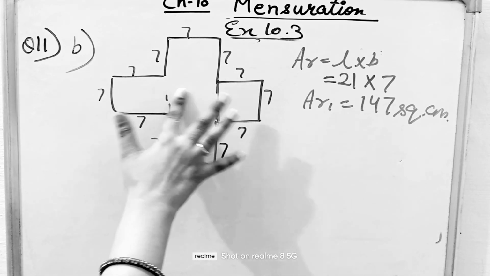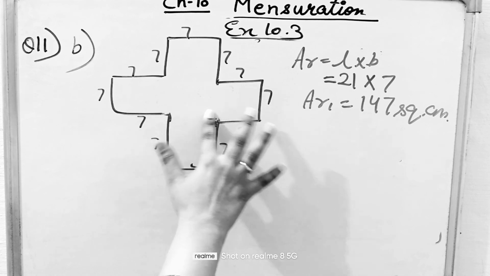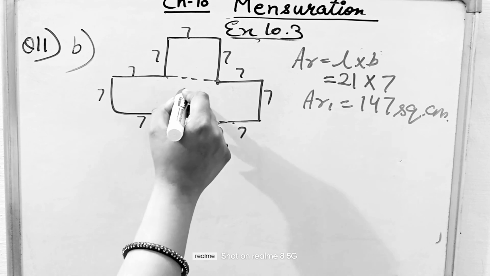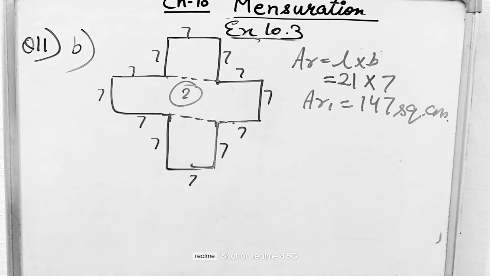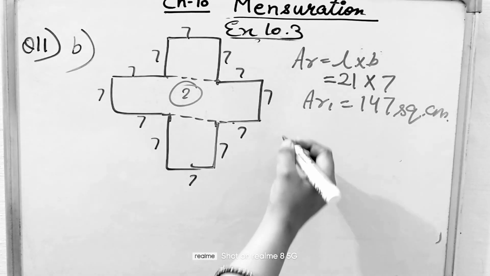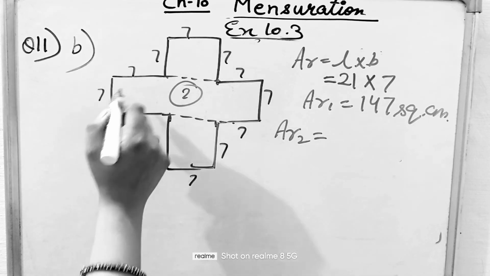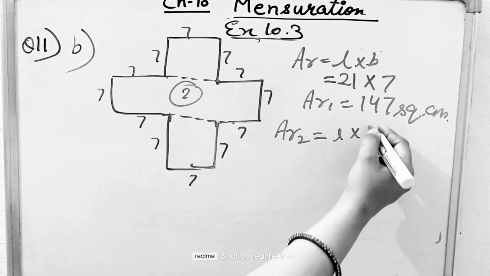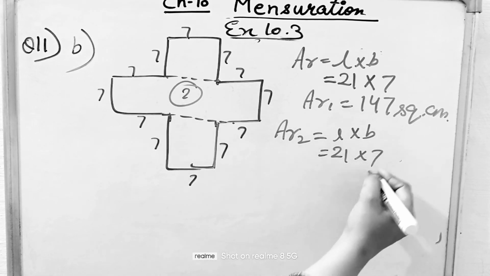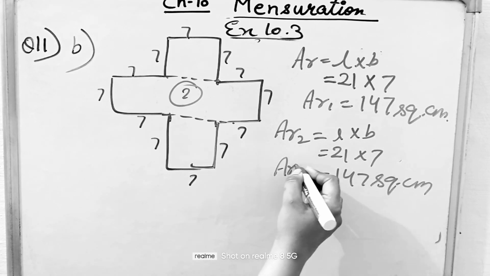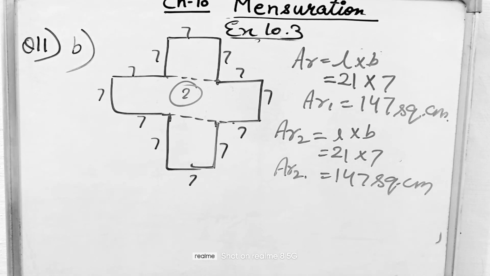Now, if you join these two sides, then this is your second rectangle. You can simply find area of the second rectangle. In the same way, breadth is 7 and length is 21. So area will also be same, 147 square centimeters. Now you all must be thinking that we will add these two areas and we will get our answer.